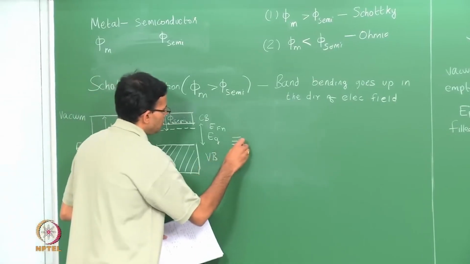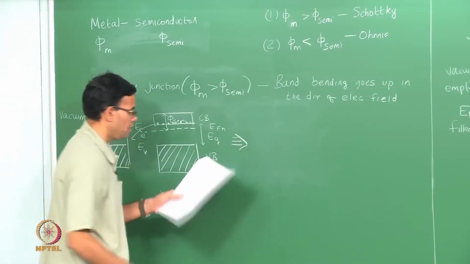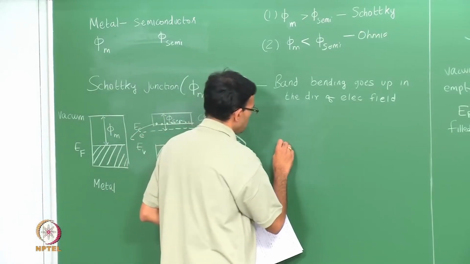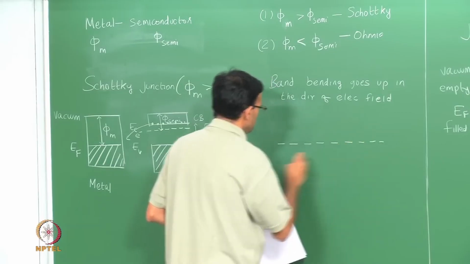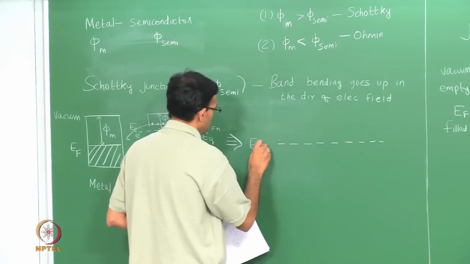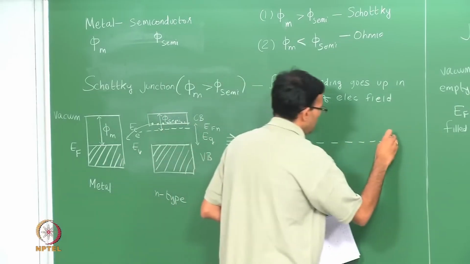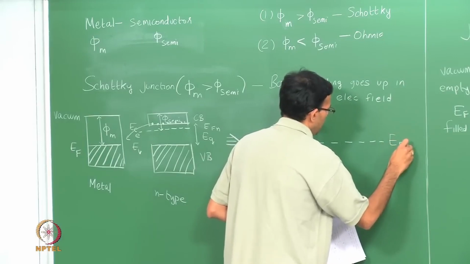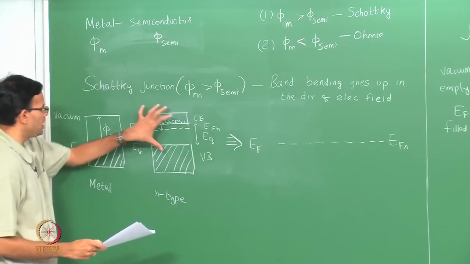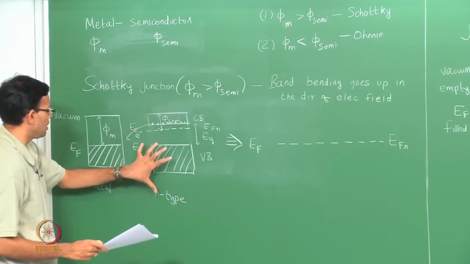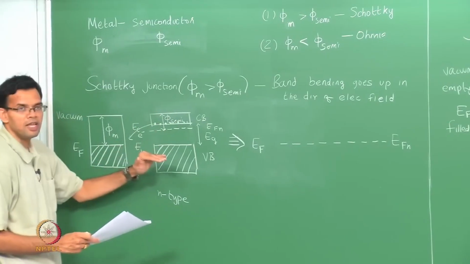So let me put this junction together. The first thing I am going to do is line up the Fermi levels. So this is EF on the metal side and EFN on the semiconductor side. So we can say that the semiconductor comes down so that the Fermi levels line up.